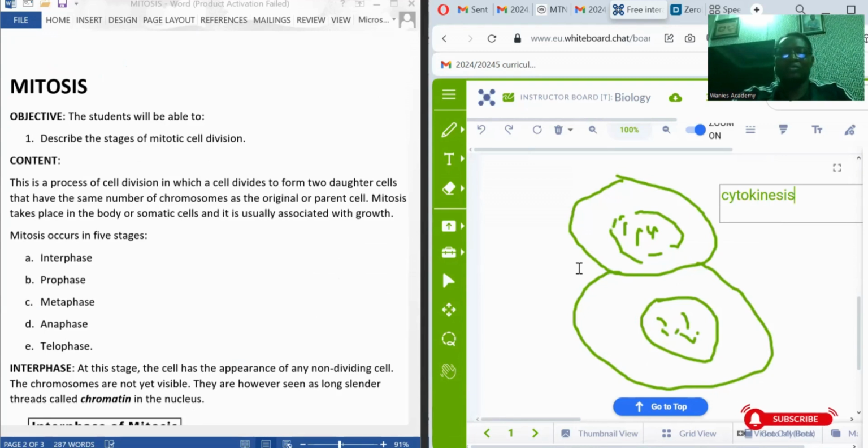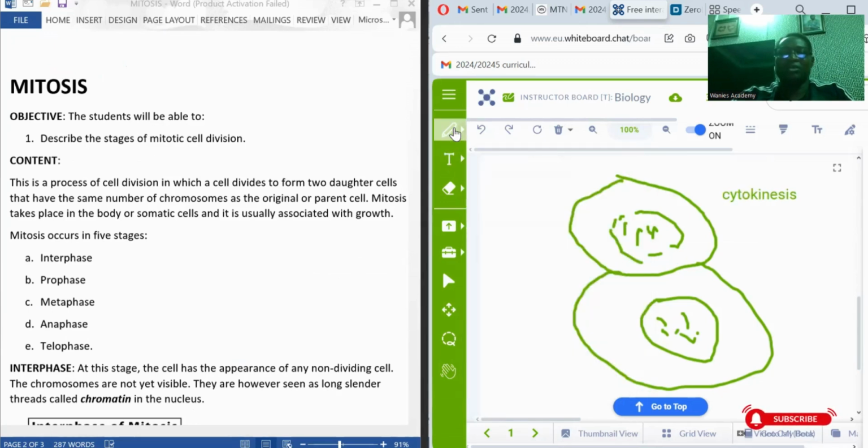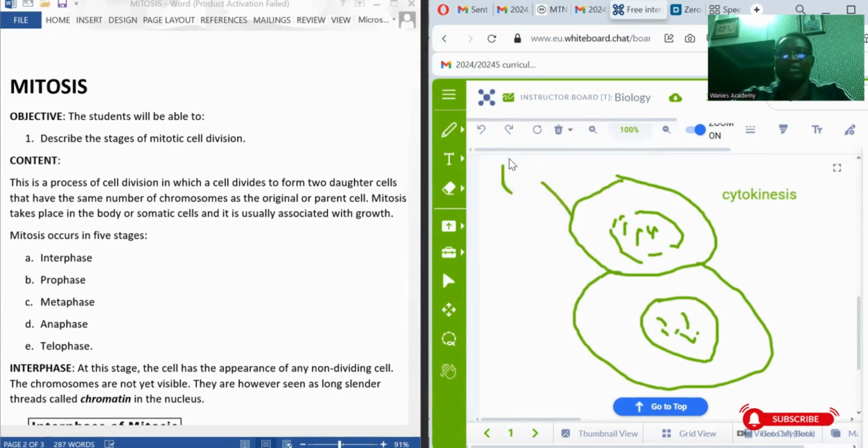So at this stage of cytokinesis, each of the daughter cells that separates has the same number of chromosomes as the parent. So this one goes to form an individual organism. This one goes to form the individual organism, and the stage of interphase is initiated.